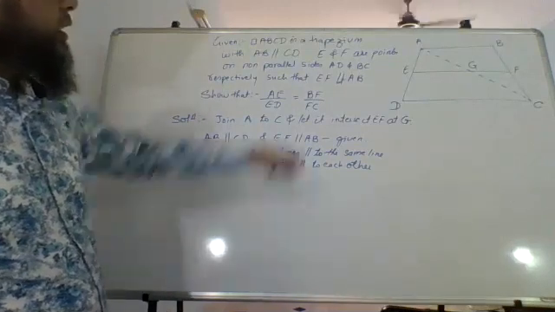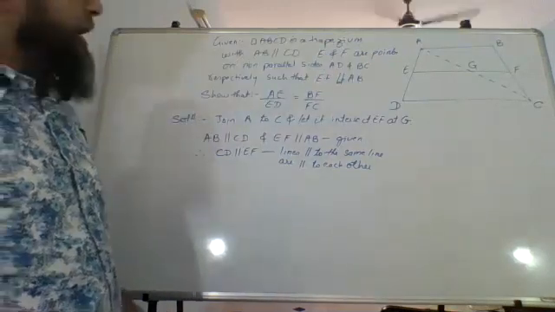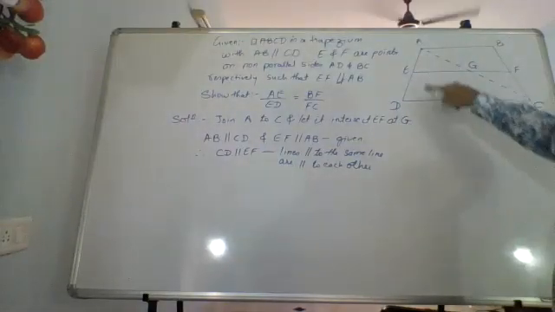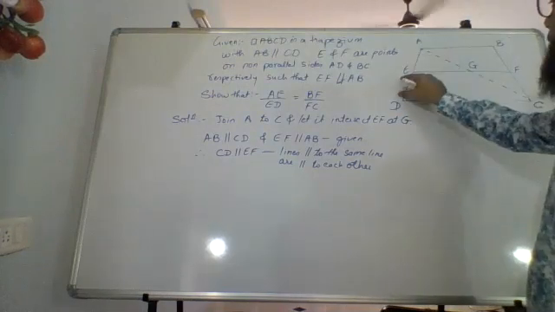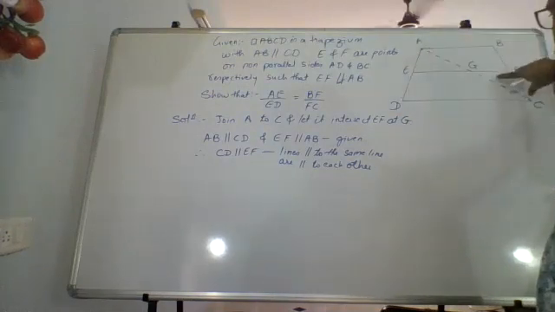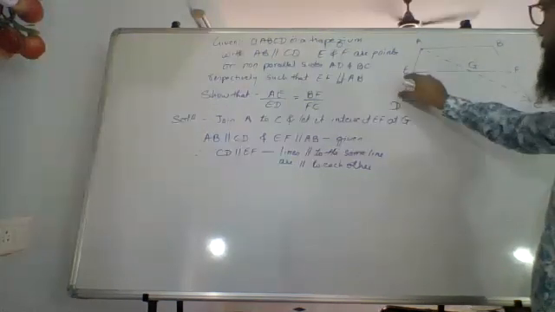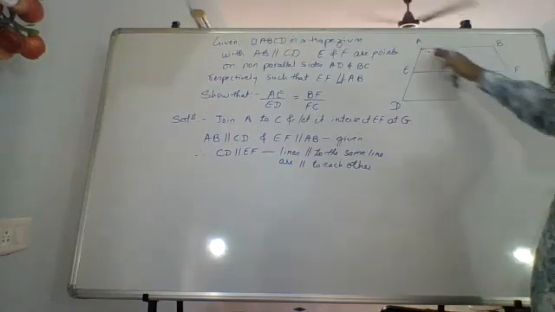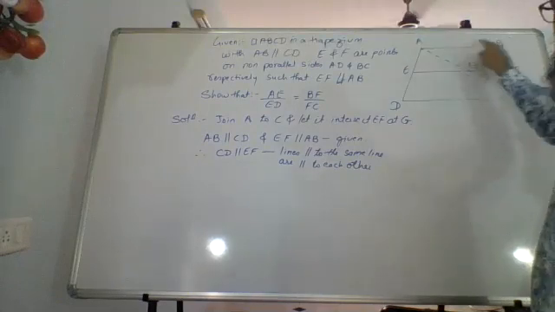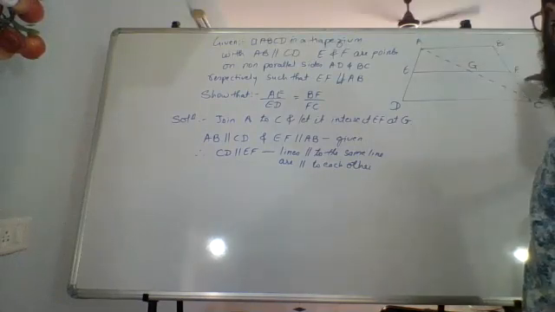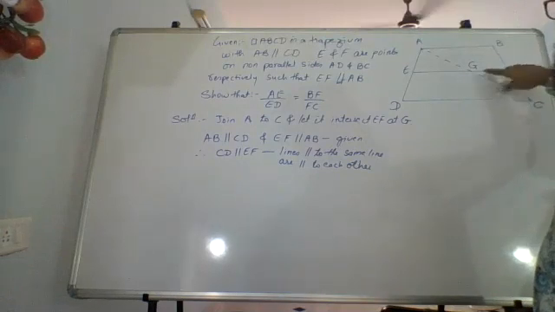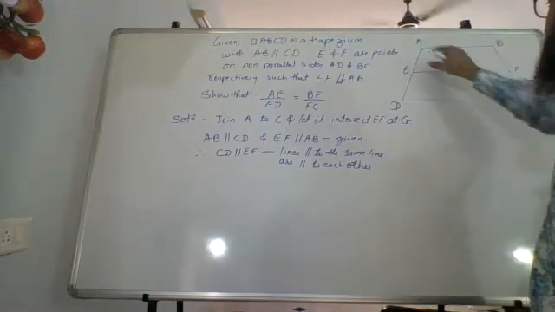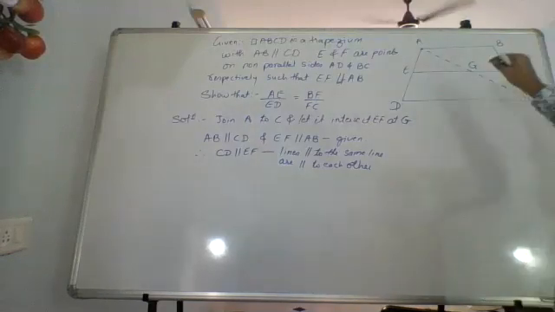Now, once that is done, look at triangle ADC. In triangle ADC, EG is parallel to DC. So AE upon ED is equal to AG upon GC. Then take triangle ABC. Again, GF is parallel to AB. So BF upon FC is equal to AG upon GC. So by default, AE upon ED will be equal to BF upon FC. That is what we are going to prove.